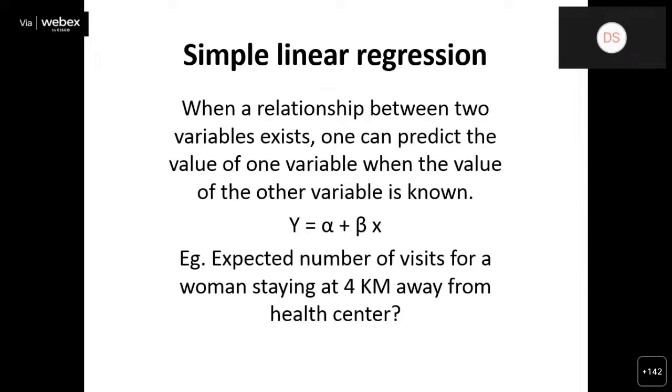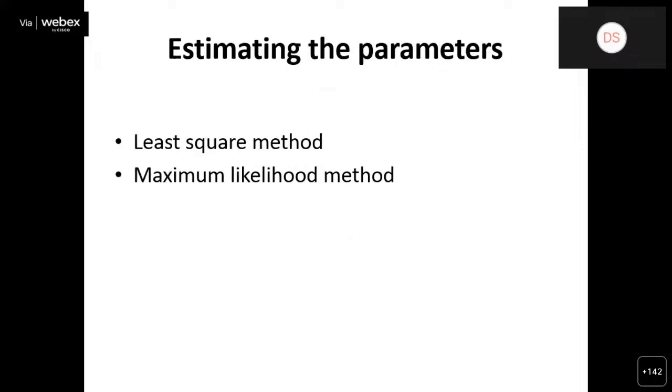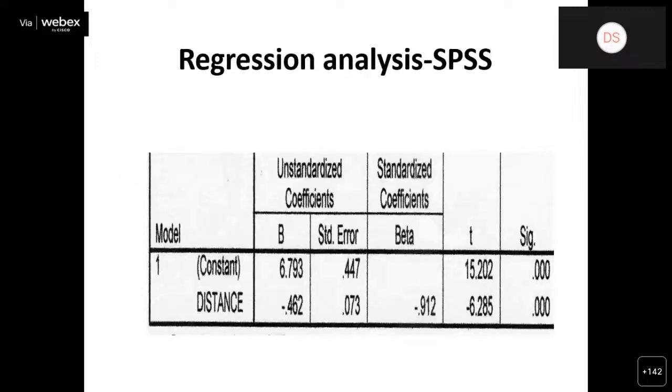When a relationship between two variables exists, one can predict the value of one variable when the value of the other variable is known. Y is equal to alpha plus beta x. Here the primary concern is what is the expected number of visits for a woman staying 4 kilometers away from the center. There are two ways in which the parameters can be estimated. One is called the least square method, the other is called the maximum likelihood method.